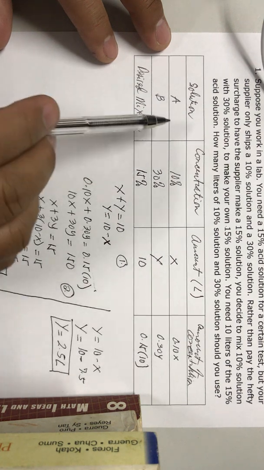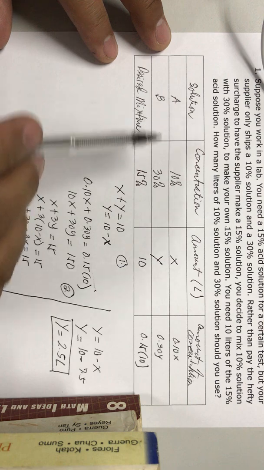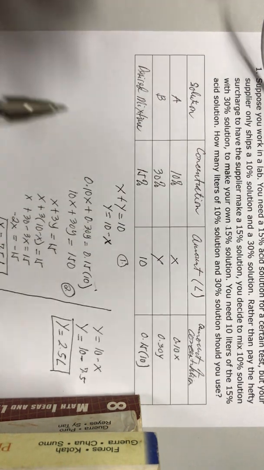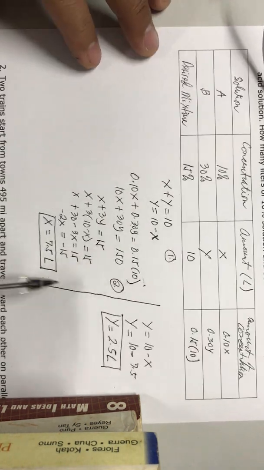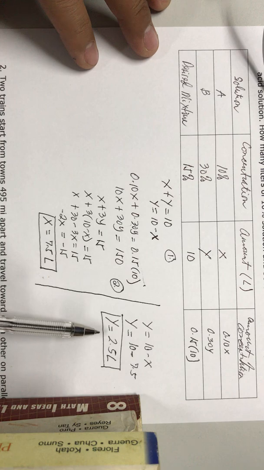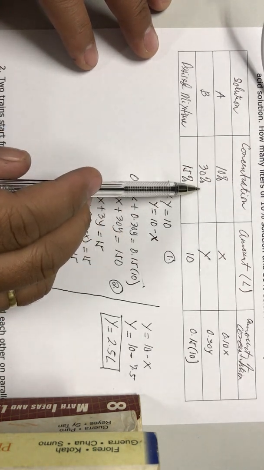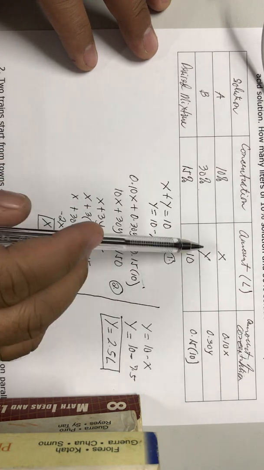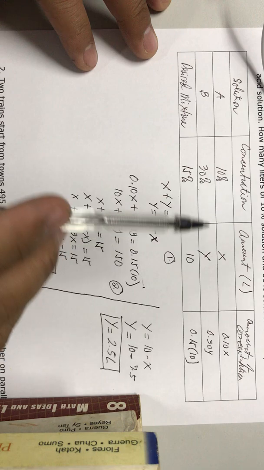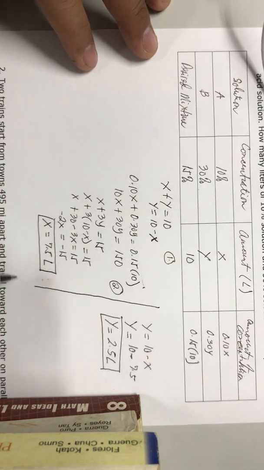So, how much of solution A will you add and how much of solution B will you add to create the mixture? Based on what we have obtained, you need 7.5 liters of solution A and 2.5 liters of solution B, of 10% and 30% concentration respectively, to come up with a 10 liter 15% acid solution.